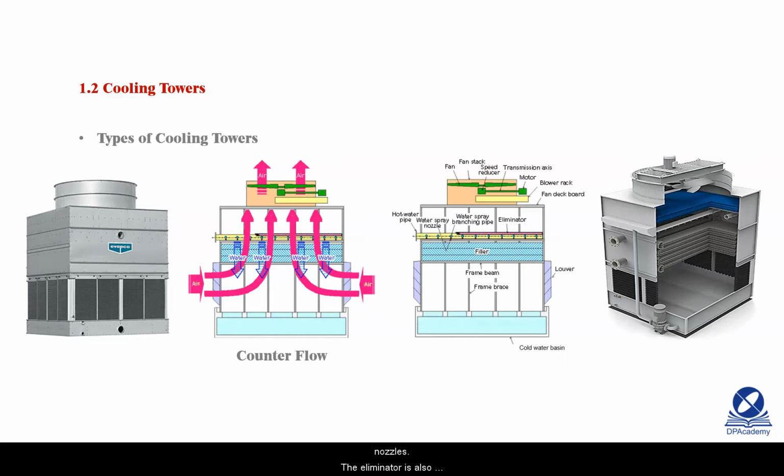And now for the counterflow cooling tower. The counterflow cooling tower has similar components. The filler though is horizontally mounted and the hot water pipe has nozzles. The eliminator is also mounted horizontal. The cold water basin is at the bottom. There is no hot water basin and there is a fan on top. The purpose of the eliminator is to prevent water droplets from being pulled out of the top of the cooling tower. Thus, the eliminator reduces the amount of water a cooling tower would use.